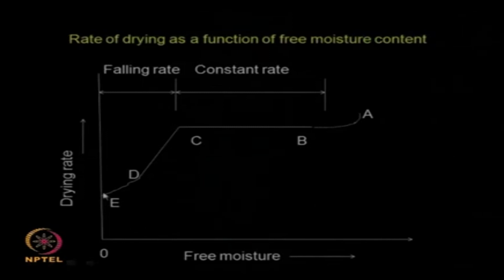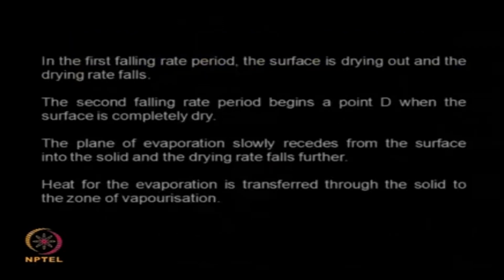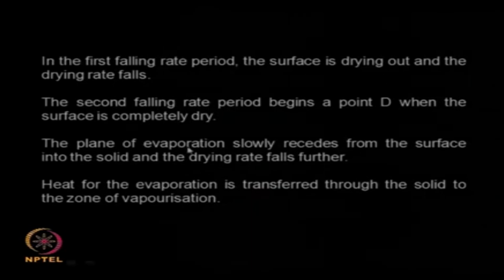Now this is the equilibrium moisture here actually, below which you cannot dry your solid. So in the first falling rate, the surface is drying out and the drying rate falls. In the second falling rate, maybe the surface is completely dry and moisture present in the interstices or even capillaries starts drying out. So the plane of evaporation is slowly going inside the surface actually.